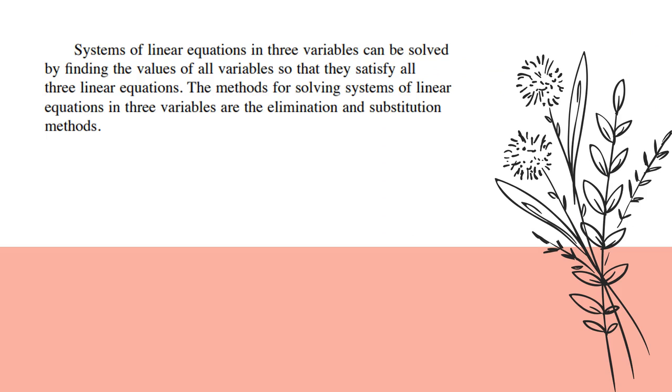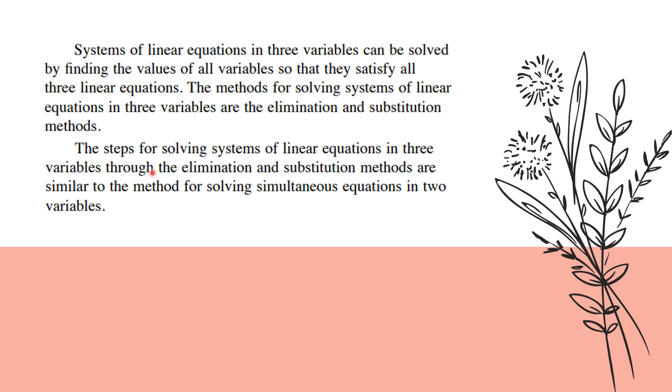A system of linear equations in three variables can be solved by finding the values of all variables so that they satisfy all three linear equations. So if we have variables x, y, and z, it means that you have to find the value of x, the value of y, and the value of z to solve the linear equations. The methods to solve a system of linear equations in three variables are the elimination and substitution methods.